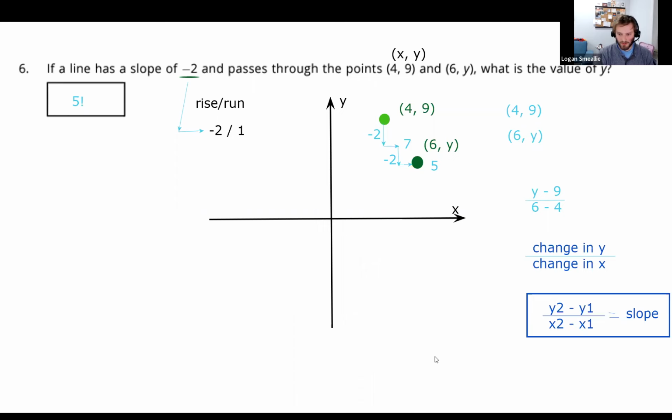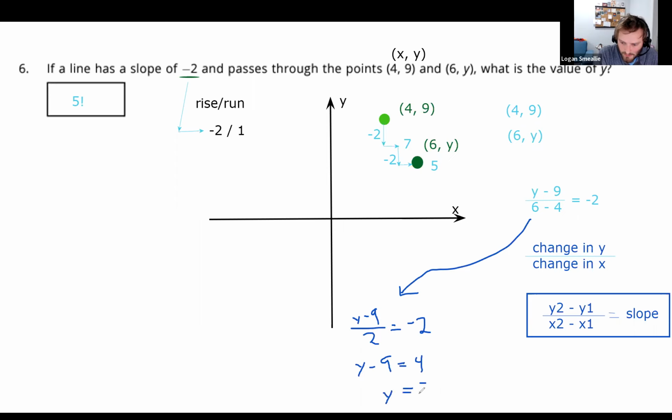So if we come back up here and say it's equal to our slope, that's got to equal -2. Then this will come down here. Let's do this math. We're going to have y minus 9 divided by 2 equals -2. Pardon my handwriting here, y'all. Y minus 9 equals 4. And then y is going to be 5. Same thing we got by visualizing it on the graph.